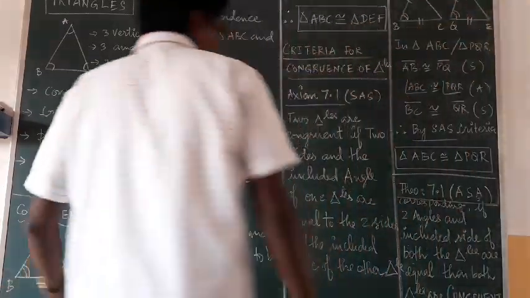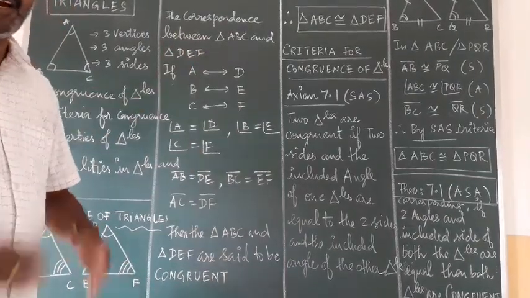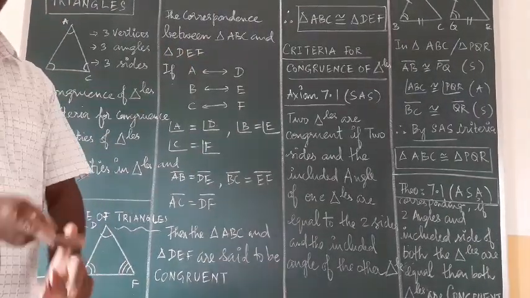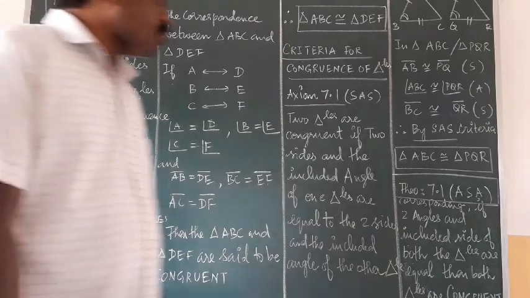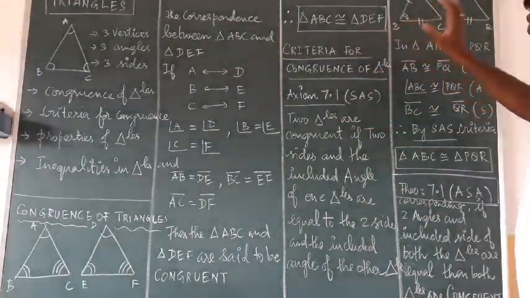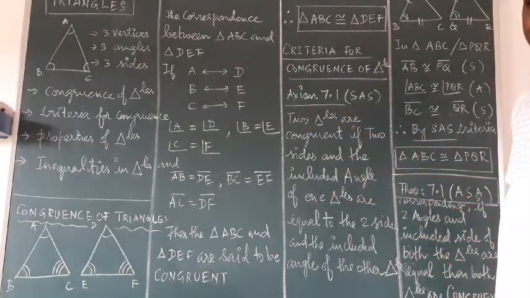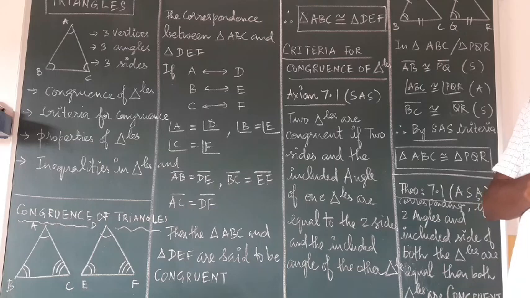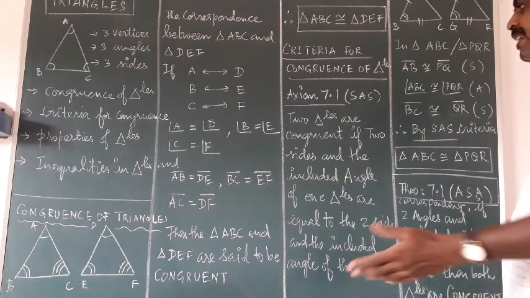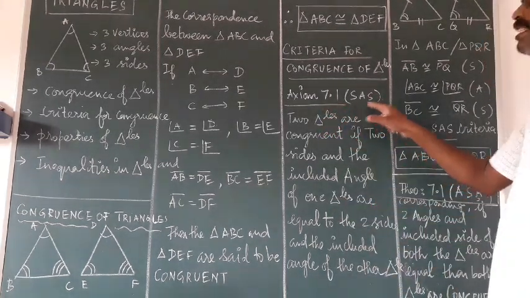Then what are the other criteria for congruence? Only this one we generally tell. What is the special thing for two triangles to be congruent? Criteria for the congruence of a triangle. Axiom 7.1. We have studied this in the previous Euclid geometry chapter. Axiom, a postulate, means we can accept it without any argument. That is called an axiom. So that axiom says the SAS postulate.